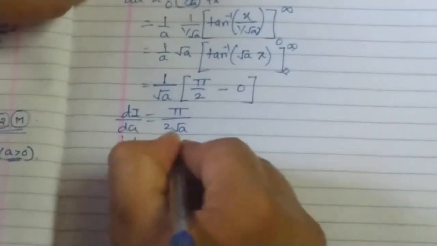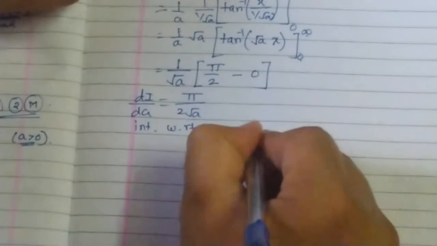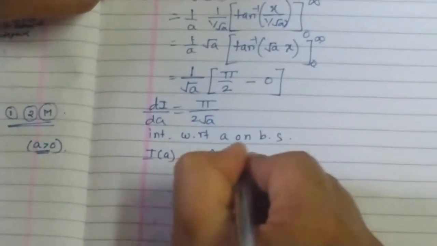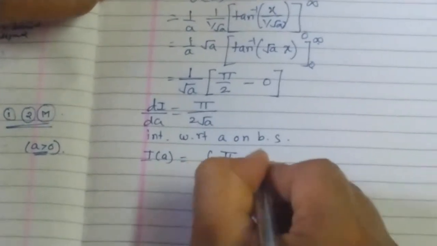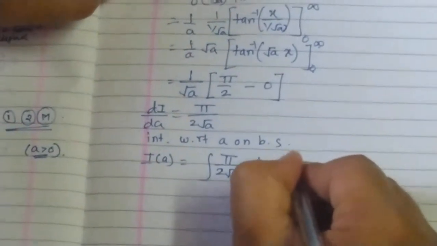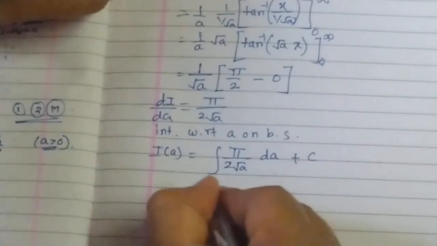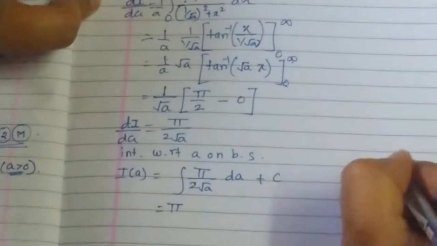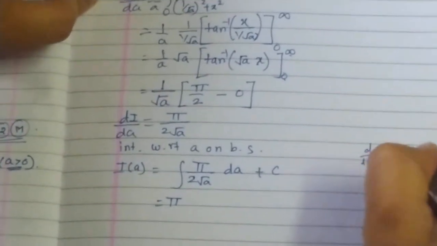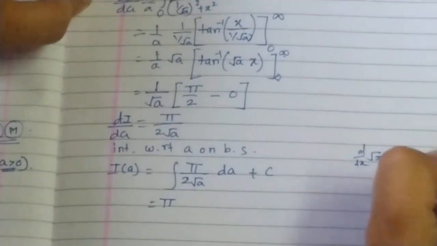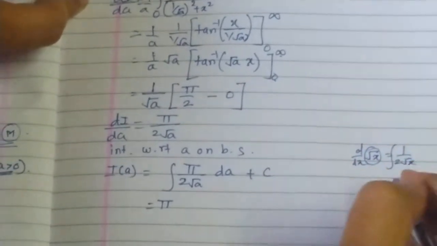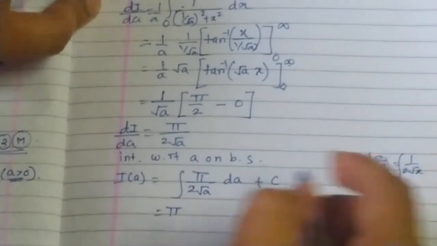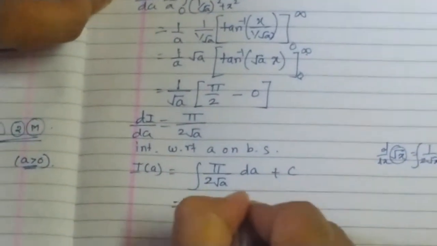So integrating with respect to a on both sides, what I am getting, I of a now is equal to integration of pi upon 2 root a with respect to a plus integrating constant. Okay, pi as it is. What is the integration of 1 upon 2 root a? In general, what is the derivative of root x? 1 upon 2 root x. What is the integration of 1 upon 2 root x? Is root x. Now x is replaced by a. What do you get? 1 upon 2 root a. What is its integration? Root a plus c.